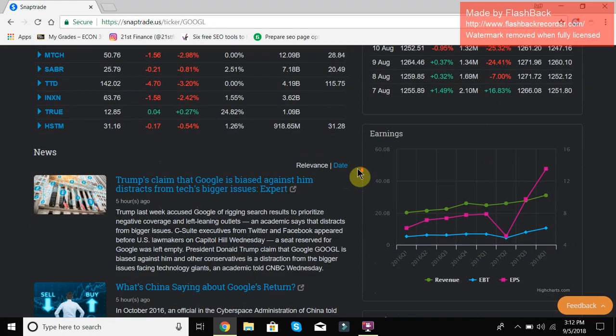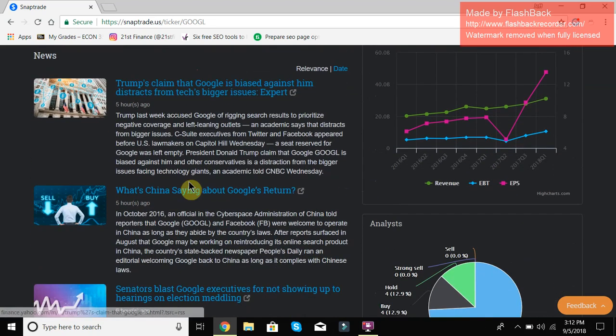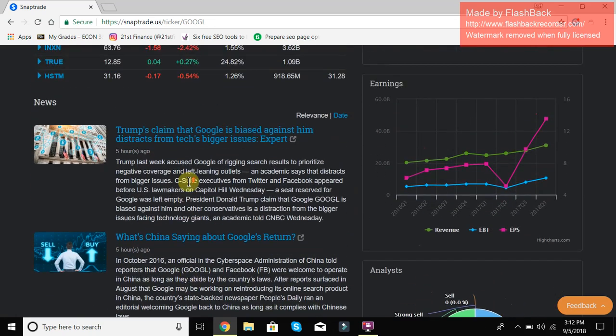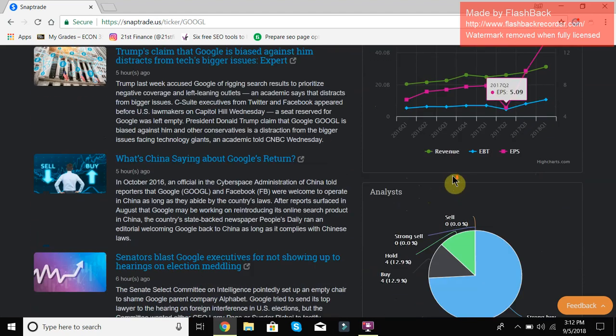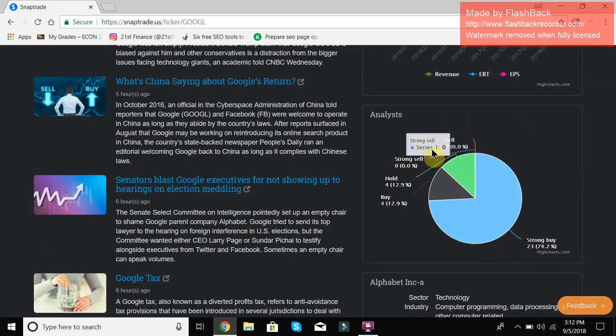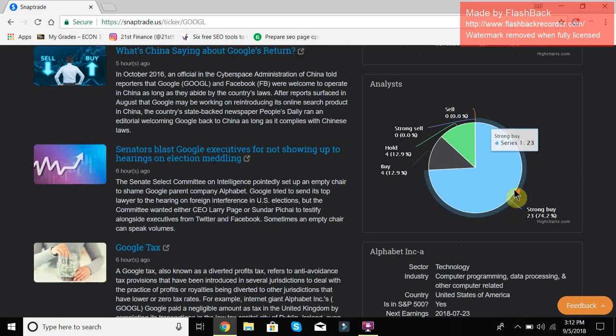Another good piece of information on here as well: there's news related to Google throughout a lot of your major news outlets, CNBC, MSN Money, things like that. You'll see earnings reports that they've had for the last couple quarters, the last couple years. You also see analyst predictions of whether you should buy it, hold it, sell it, etc.